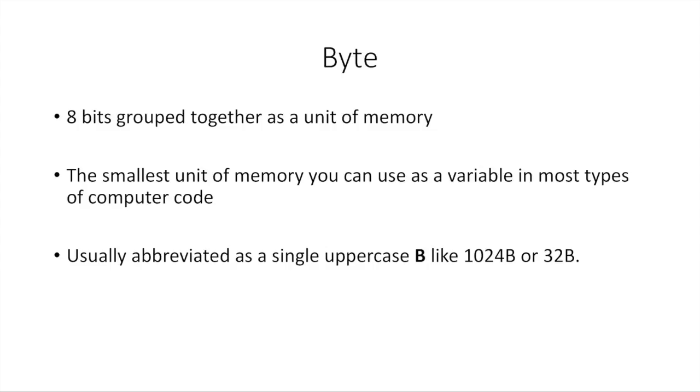So even if you only want to represent a 0 or a 1, you're getting a whole byte to do that. And that's okay. The electronics are just set up that way. It's just faster for the processor that way. Now, if we're dealing with bytes, we usually abbreviate it with a single uppercase B. Like if we said 1024 bytes, we would say 1024B with a capital B this time, or 32 bytes, we would say 32B with a capital B.